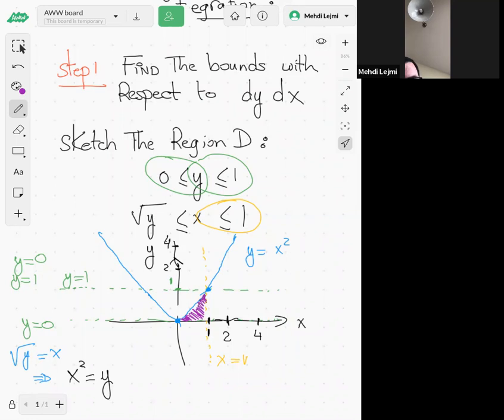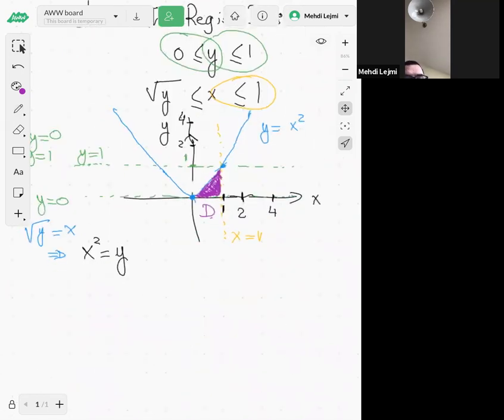So this is my region D. Anyway, guys, so we're gonna change the order of integration, right? So first you need to start with, so here, you start with y between two constants, right?